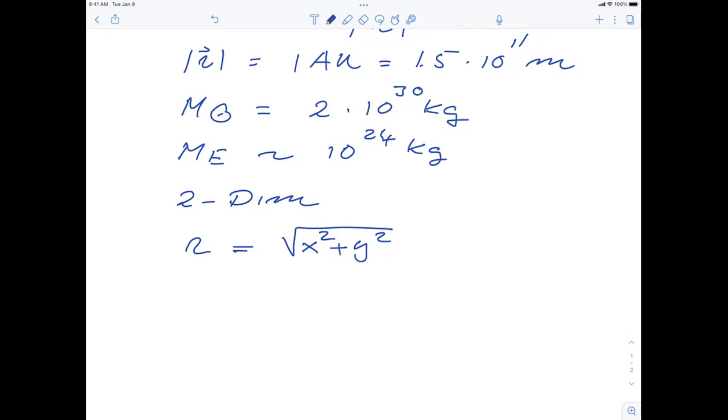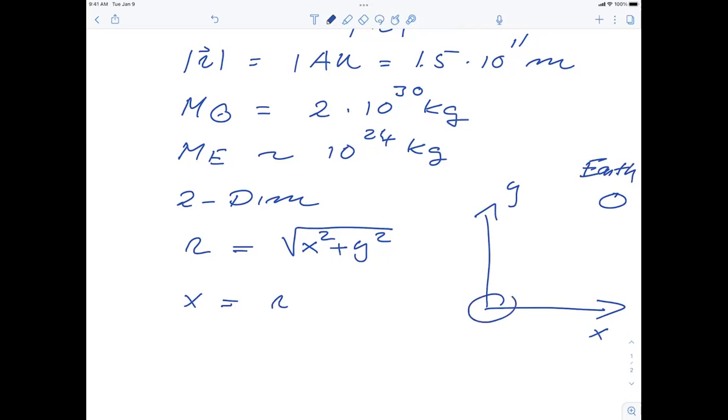Then we know that the x is given by r, if we now make a small figure in 2 dimensions. So with x and y, we would have the Earth here. And then we have the Sun here. And this defines the distance from the Earth to the Sun.